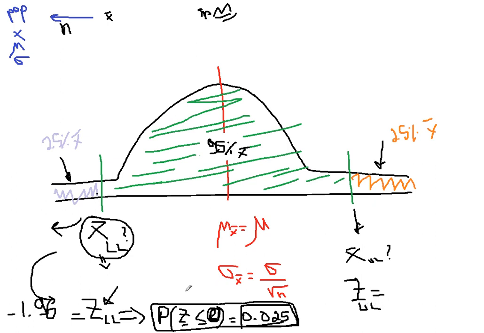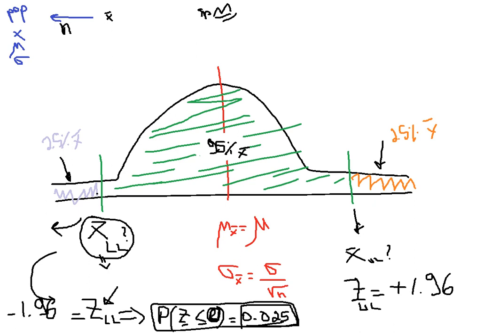Well, by now you know that Z is symmetrical, right? So these two values are symmetrical. So Z upper limit and Z lower limit are symmetrical, which means that the Z upper limit is going to be positive 1.96. Okay, so I reached a place. I know what the Z values are. Now I need to find X bar upper limit and X bar lower limit.